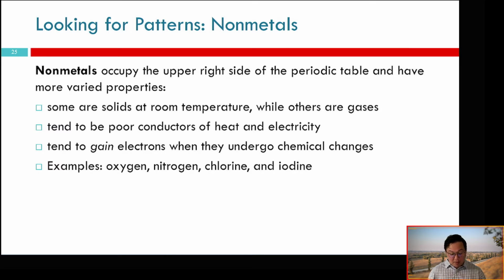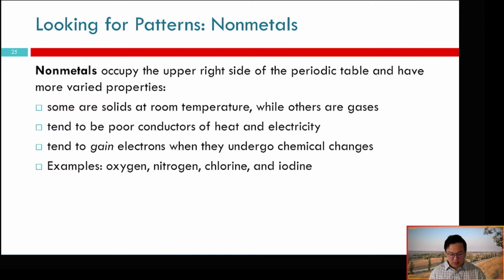Then nonmetals are the right side of the periodic table, those elements that were in green. They have varied properties, right? Almost all of the metals, aside from mercury, are solid. But the nonmetals can be solids, while others can be gases at room temperature. They tend to be poor conductors of heat and electricity. They also tend to gain electrons when they undergo chemical changes. Some examples would be oxygen, nitrogen, chlorine, iodine. Carbon is another one. Like the graphite in a pencil, that's carbon.